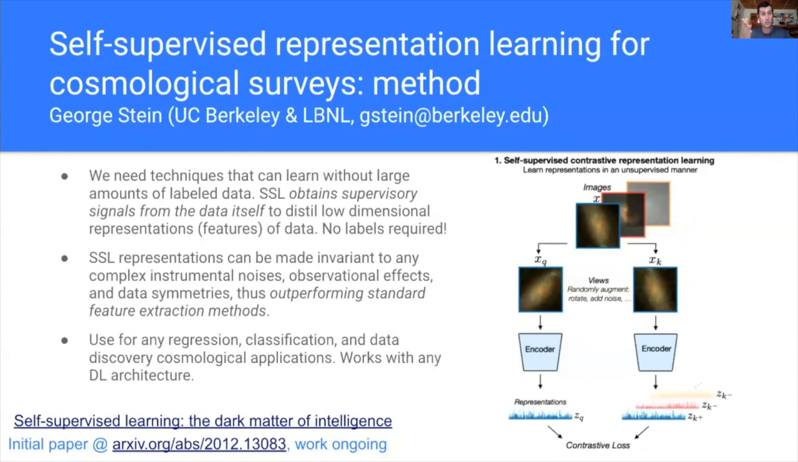On the right, this is one way to do it, which we used in our initial work on this, which is momentum contrastive learning. Rather than just compressing data, you're taking, say, an image, and you're making two views of this image, two augmentations, where you throw instrumental noise at it, observational effects, and you're rotating it across all the symmetries that you have. And you're passing this through your encoder, just a CNN, ResNet 50, whatever you like.